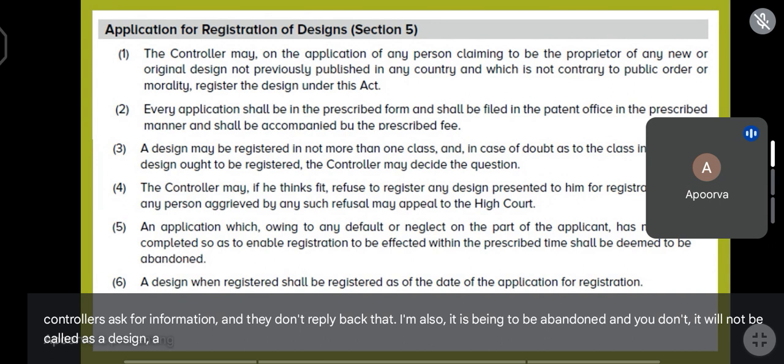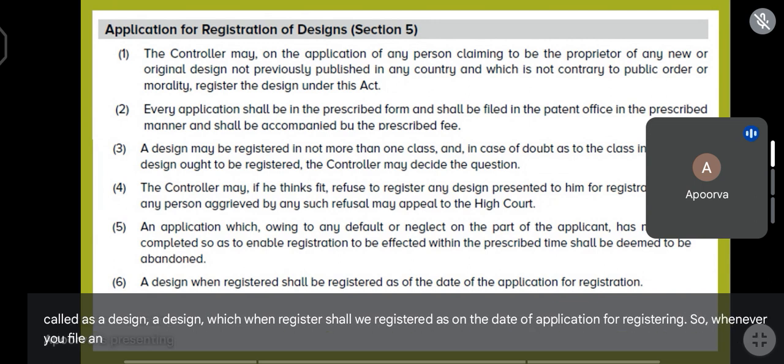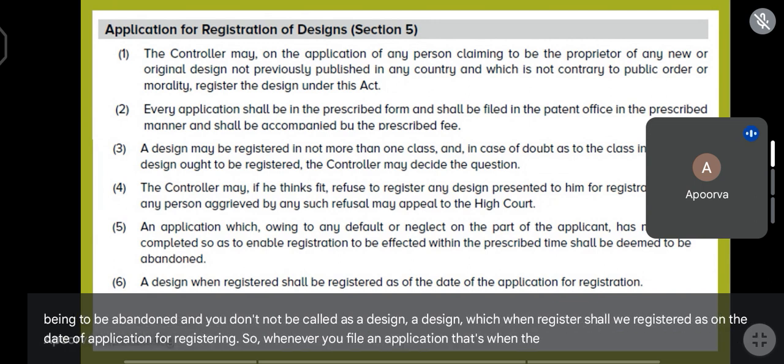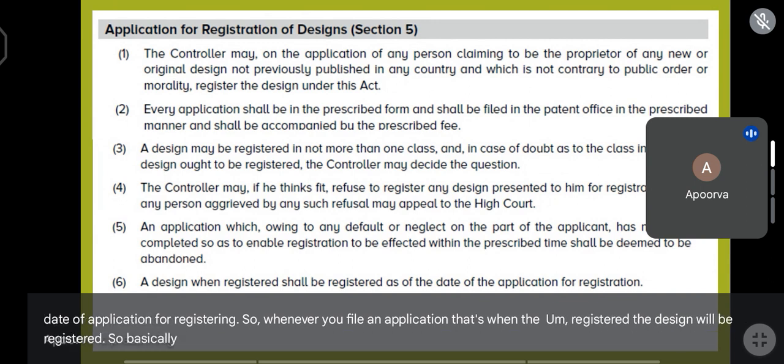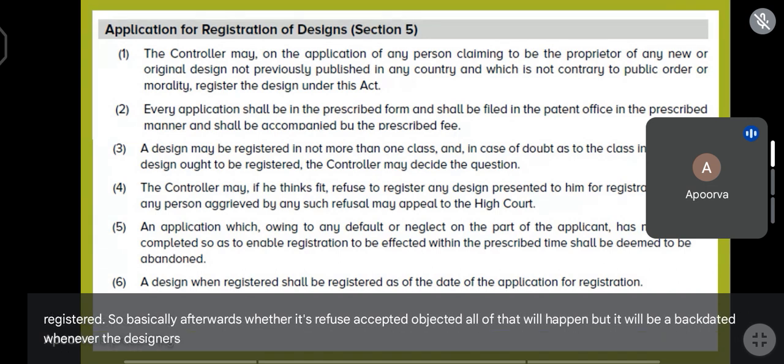A design, when registered, shall be registered as on the date of application for registering. So whenever you file an application, that's when the design will be registered. So basically afterwards, whether it's refused, accepted, objected, all of that will happen, but it will be backdated. Whenever the design is approved, it will be as on the date of registration.